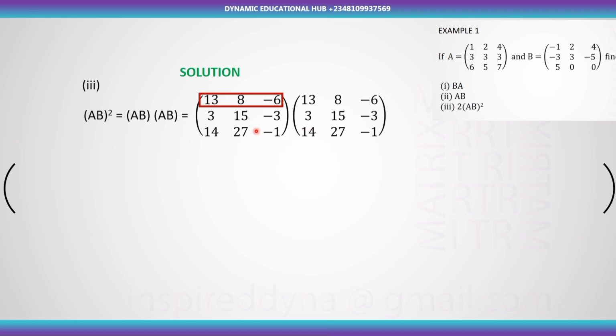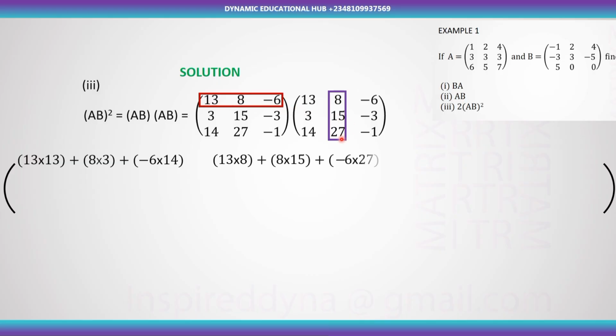And let's solve it. We have the row against the column. The first one, we have 13 multiplied by 13 plus 8 multiplied by 3 plus minus 6 multiplied by 14. We move to the next column. We have 13 times 8 plus 8 multiplied by 15 plus minus 6 times 27.